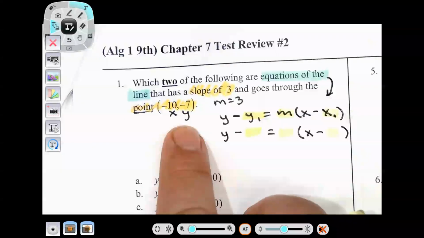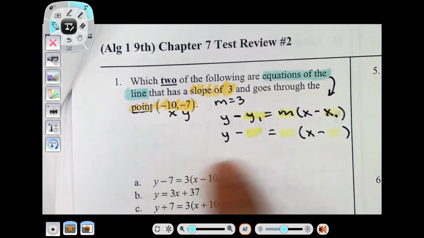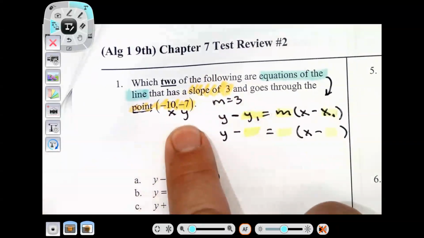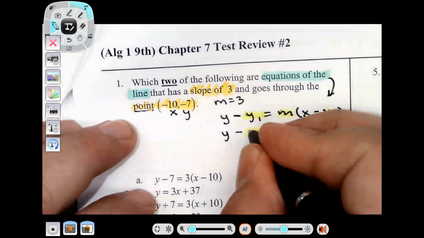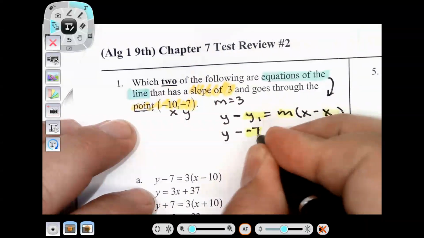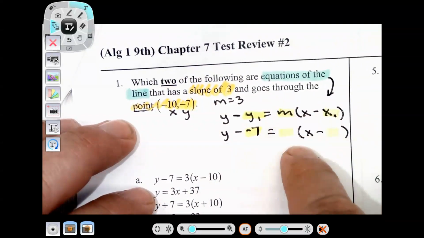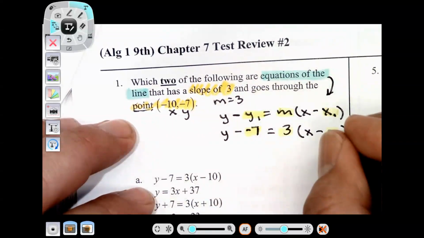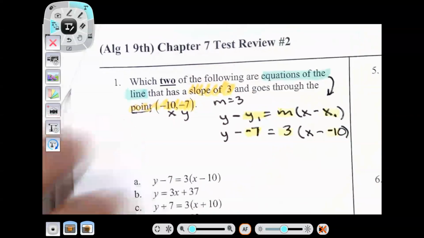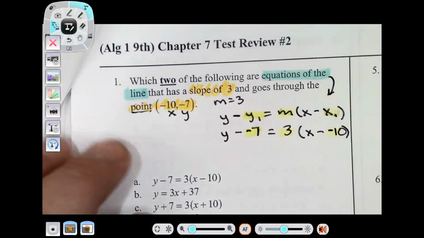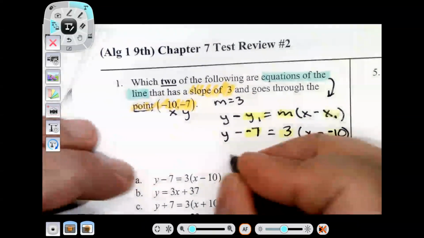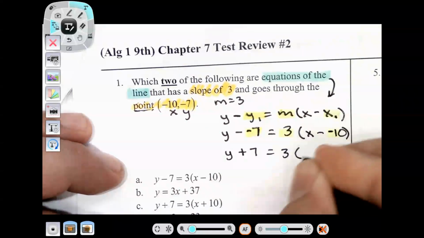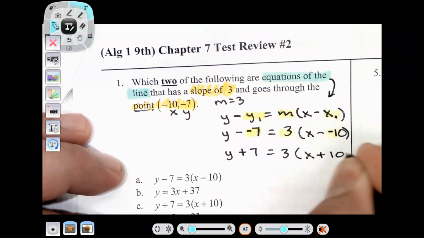Remember, we already broke it down up here. So it says, what goes with my y? Well, a y value. Well, my only y value here is -7. So I'm going to throw a -7 in there. Yes, you need that extra negative. The m is my slope. Well, that's a 3. The x is just a -10, so -10. Now, we have double negatives, so we will fix that first. So we're going to say y plus 7 is equal to 3 times x plus 10.